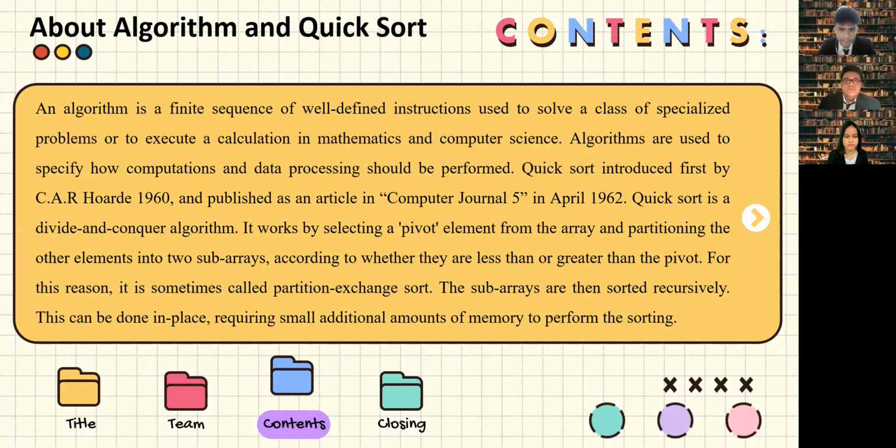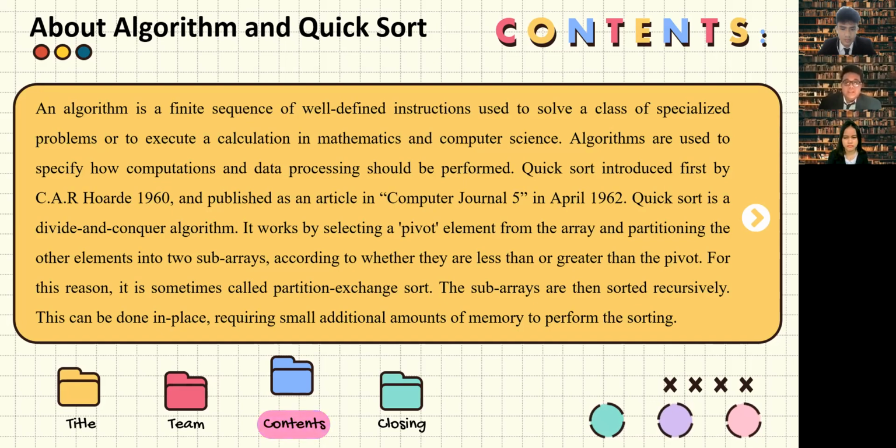Quicksort was first introduced by C.A.R. Hoare in 1960 and published as an article in Computer Journal 5 in April 1962. Quicksort is a divide and conquer algorithm.